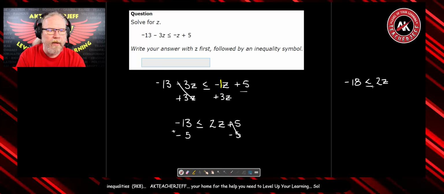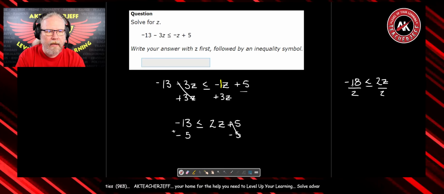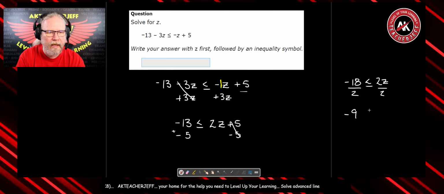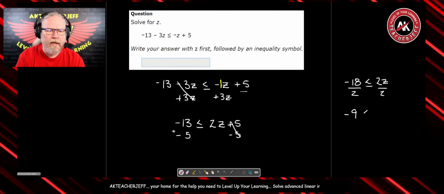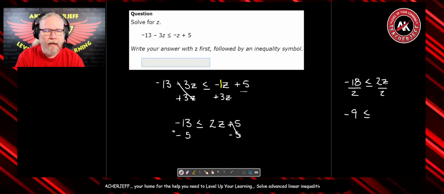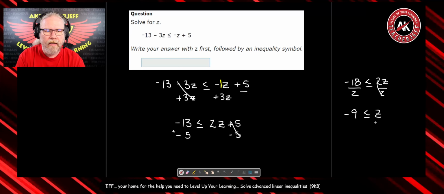Need a little more room there. So let's go ahead and divide each side by 2. And negative divided by positive is going to be negative. 18 divided by 2 is 9. And bring down my sign here. I divided by a positive number, so I don't need to change the sign. And the 2's will cancel each other, leaving me with z on the left, or the right.